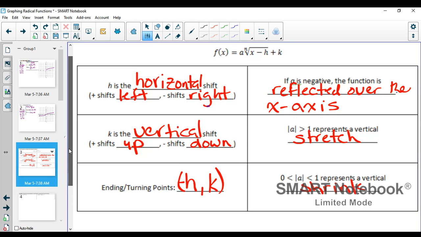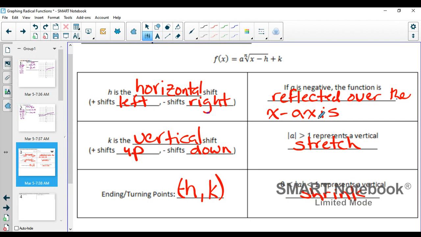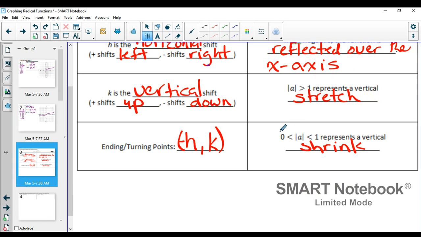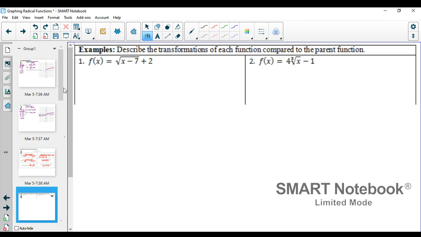All right, so now we're going to talk about a, because a does a couple things. If a is negative, that means the function is reflected over the x-axis. And if the absolute value of a is greater than 1, it represents a vertical stretch, which means the space between the y's is larger than the parent function. And if the absolute value of a is between 0 and 1, that means it's a vertical shrink, which means the distances between the y's are shorter.